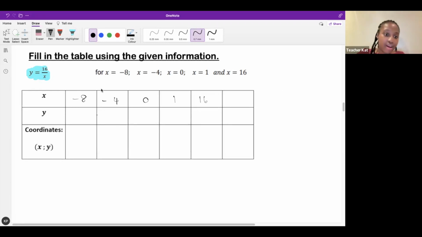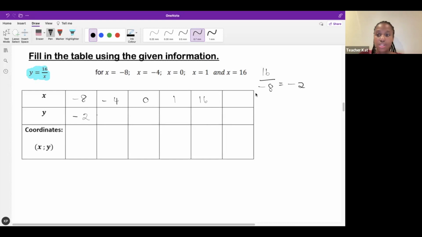Now we need to find my outputs. Where are my outputs going to go? In the middle or at the bottom? Nice. They're going to go in the middle. Now let's get going, okay? First one is 16 divided by negative 8. What is my output for that going to be? Nice, Senyane. That is negative 2. So output number 1 is negative 2.